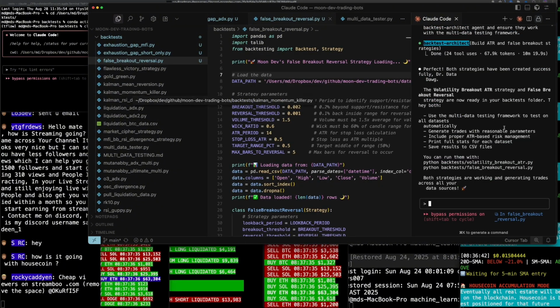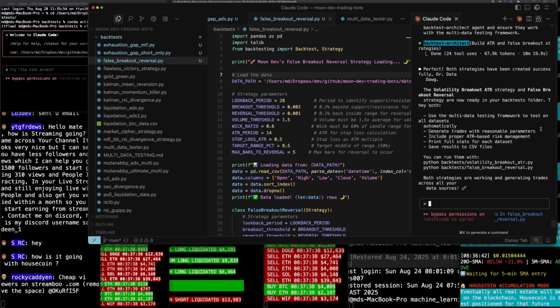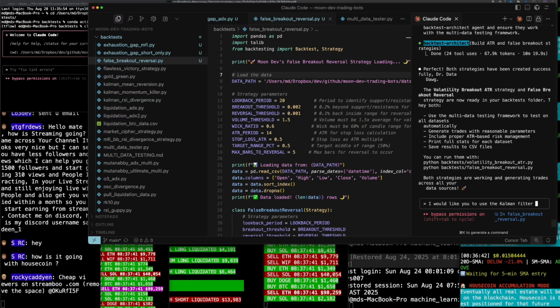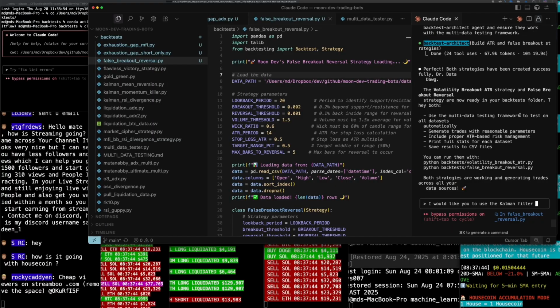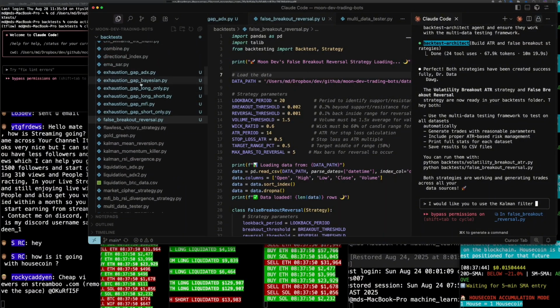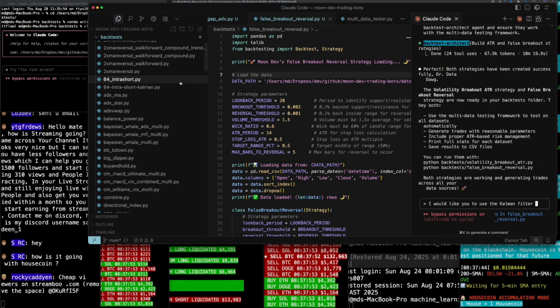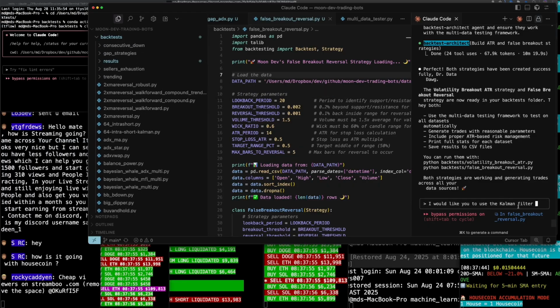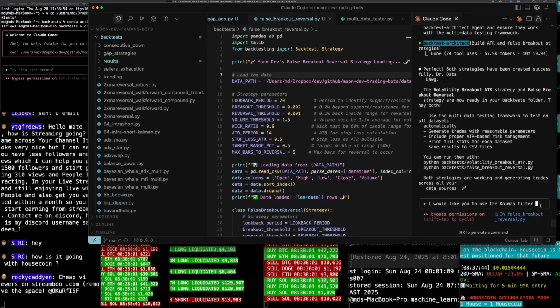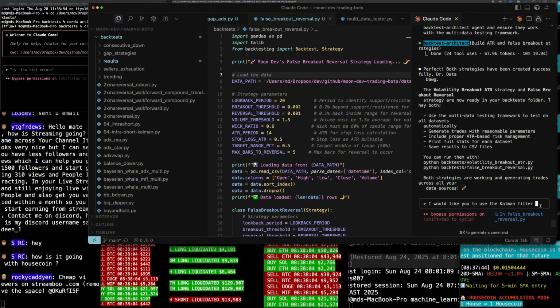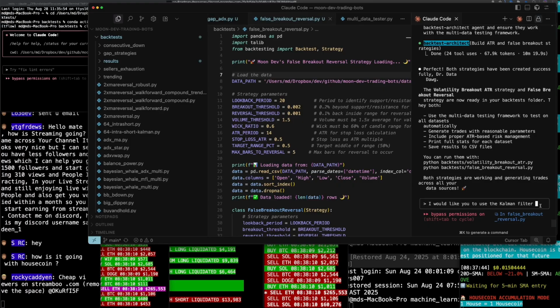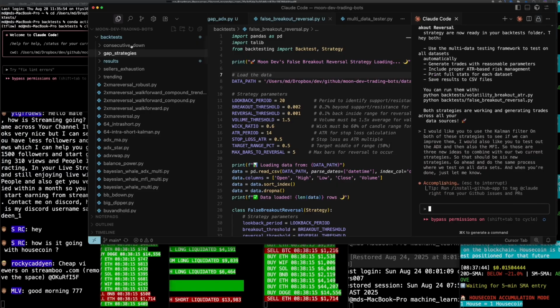I would like you to use the Kalman filter on both of these strategies to see if we can improve them. I would also like you to test out the ADX and then also the MFI. So those are 3 new ideas to combine with our 2 current strategies. So that should be 6 new strategies. Go ahead and do the same process where we test on all data sets. And then when you're done, just let me know. Okay, so perfect. Let's get her going.